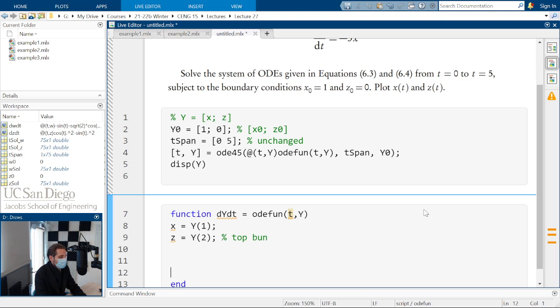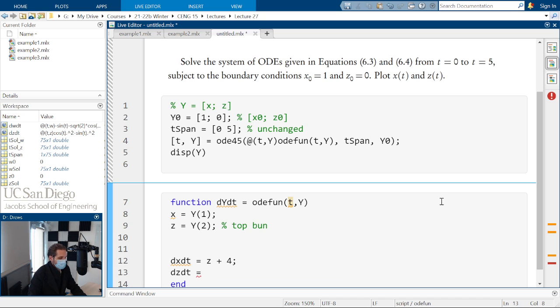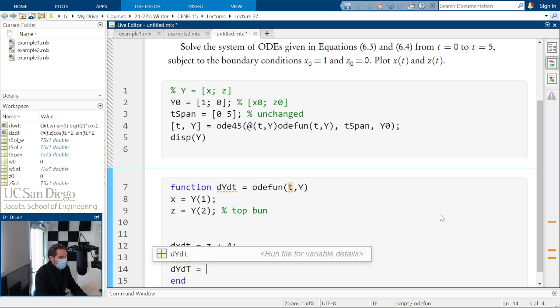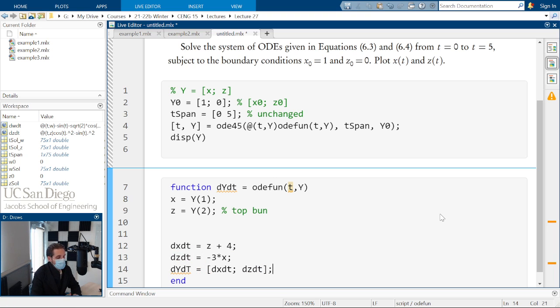Our first one is dx dt, which is, well, we can write it out. We can say dx dt is equal to whatever that function is that we had up there, z plus 4. And dz dt is whatever our other one is, which is minus 3x. But then we have to bundle those into dy dt. So the dy dt becomes dx dt followed by dz dt, which you could write directly if you wanted to. That would be fine. Or you could write it as we did before, where it's like dy dt of 1, comma 1 and of 2, comma 1. Any of those would work. But here's our bottom bun.